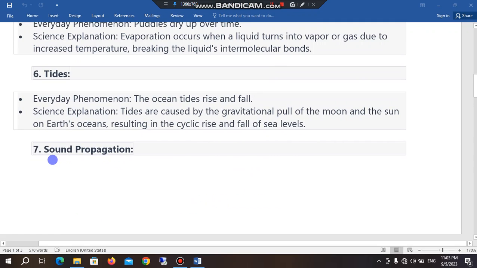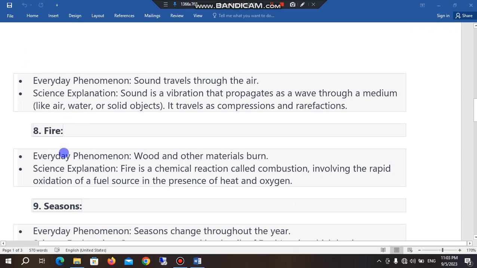Point number 7, sound propagation. Everyday phenomenon. Sound travels through the air. Science explanation. Sound is a vibration that propagates as a wave through a medium like air, water, and solid objects. It travels as compression and rarefaction.